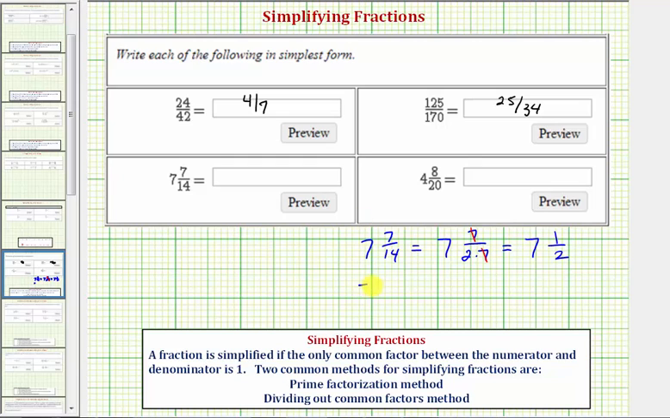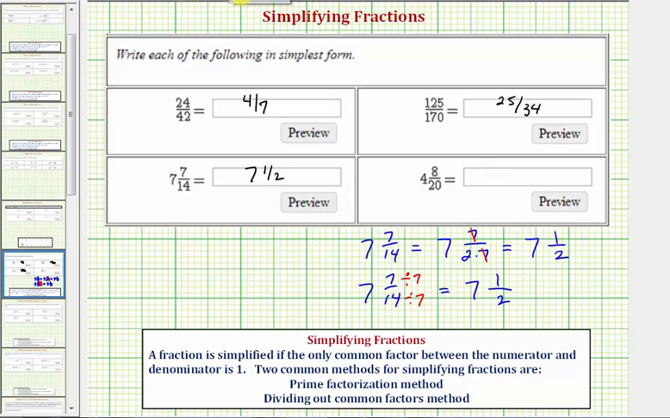And of course, using the dividing out method, we would divide the numerator and denominator by 7 and get the same result. 7 divided by 7 is 1. 14 divided by 7 is 2. So this simplifies to 7 and 1/2.